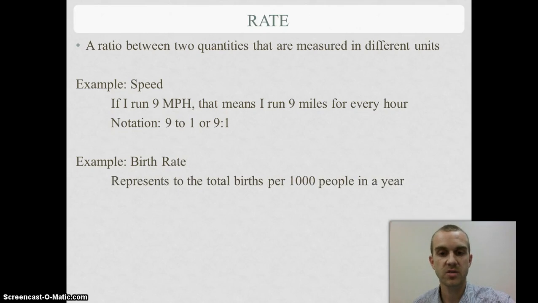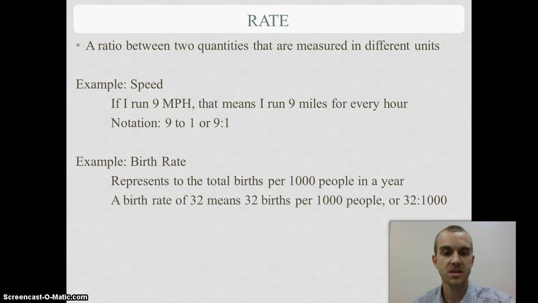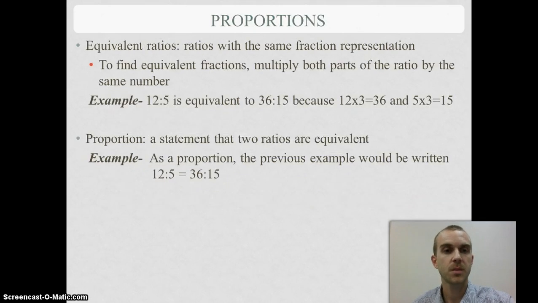Okay, if I look at birth rates in the United States, it represents total births per 1,000 people in a year. So when I see a birth rate of 32, what I'm really seeing is that it's 32 births for every 1,000 people.